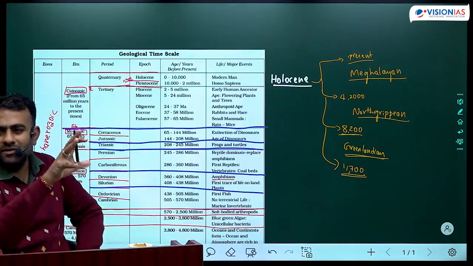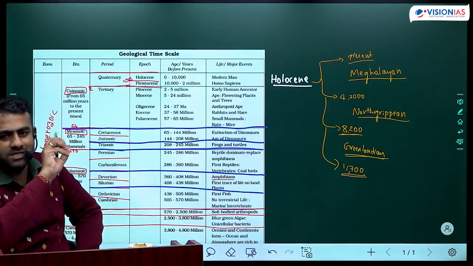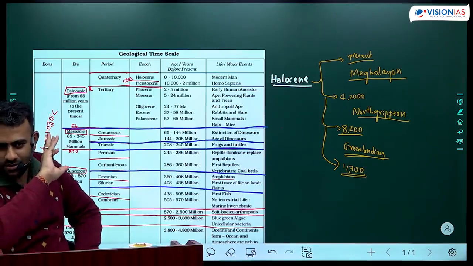Because it is not going to be a very major thing. Whatever the geological timescale division is based on, it is something based on natural process and a long-term process.